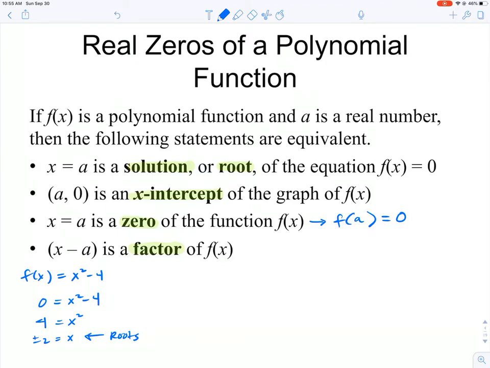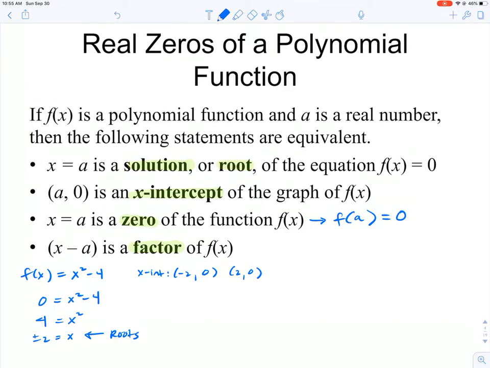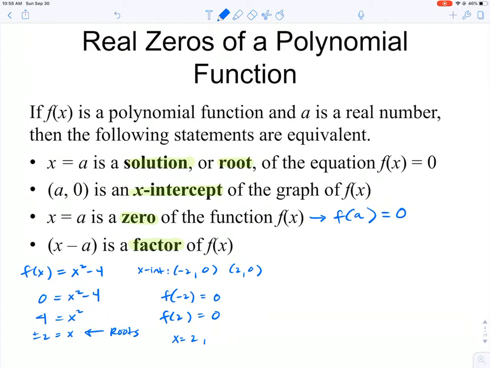Now, from those roots, we also know that (-2, 0) and (2, 0) are x-intercepts for the graph of f of x. And we also know that if we were to evaluate the function f at -2 or at 2, we would end up with 0. Therefore, we can say that x equals 2 and -2 are zeros. And they're real numbers, so we can call them real zeros.